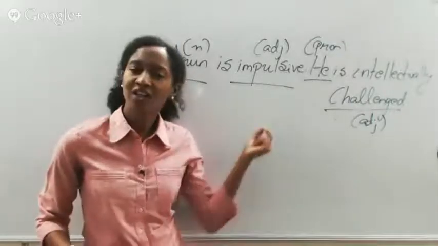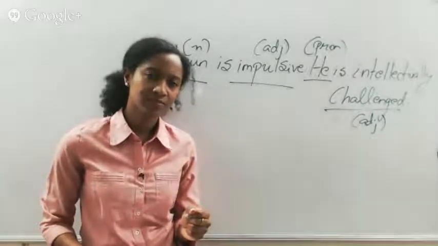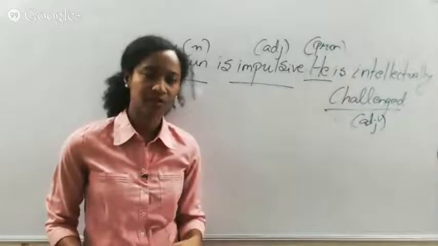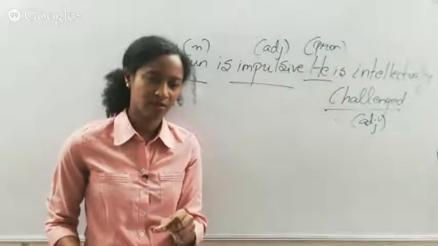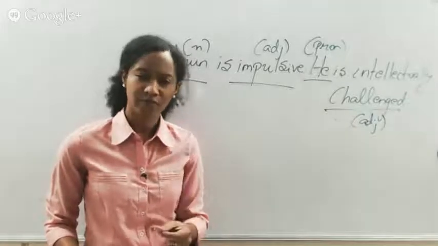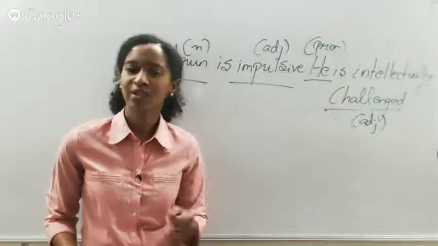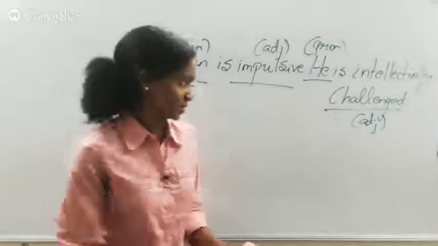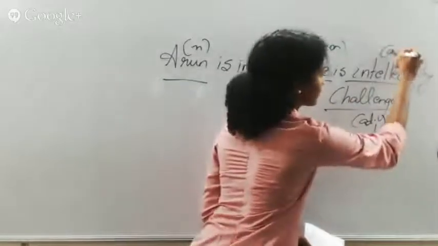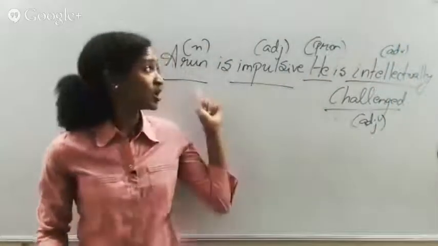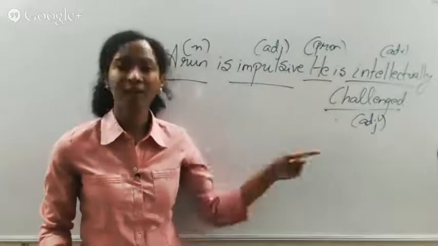Any other parts of speech in the sentence? What is intellectually? The suffix is ly. It's an easy form to figure out. Ly suffix, you add it to the adjective form, which is our adverb, right? So this is our adverb. In this sentence itself, we've covered about 4 parts of speech. Noun, adjective, pronoun, and adverb.